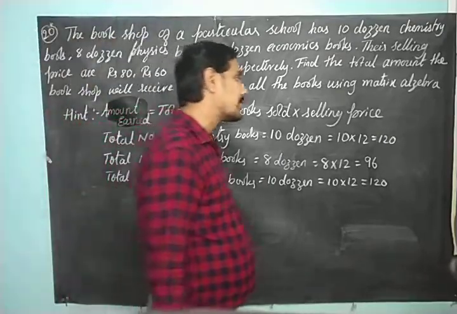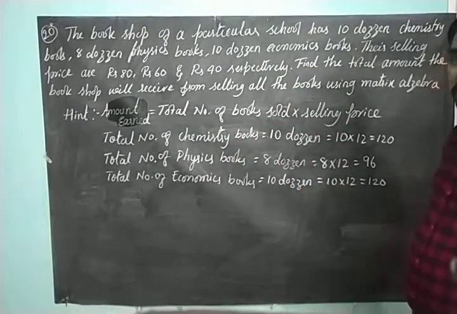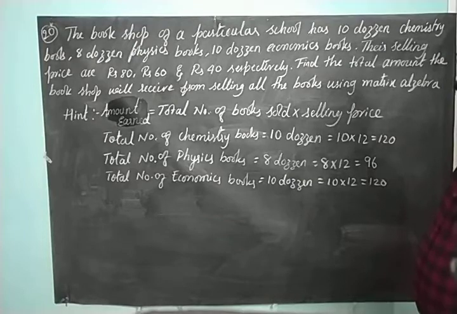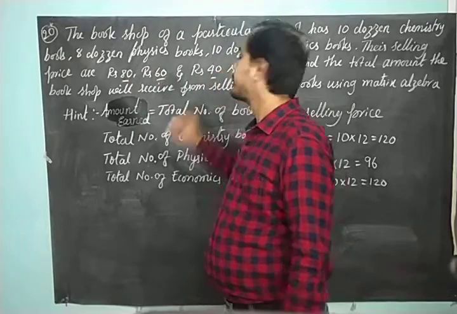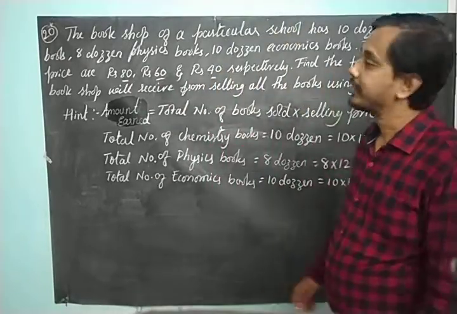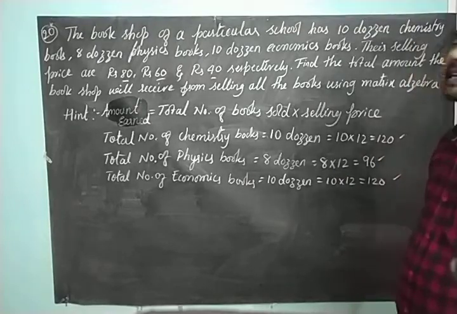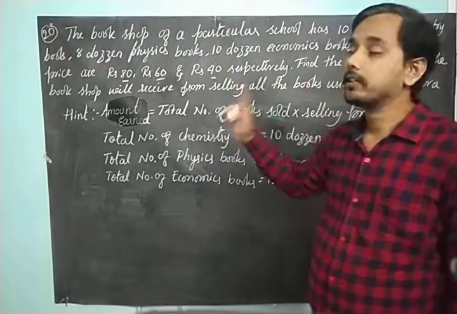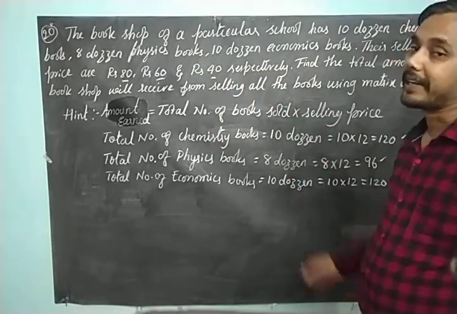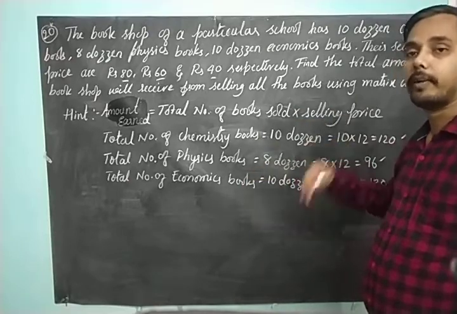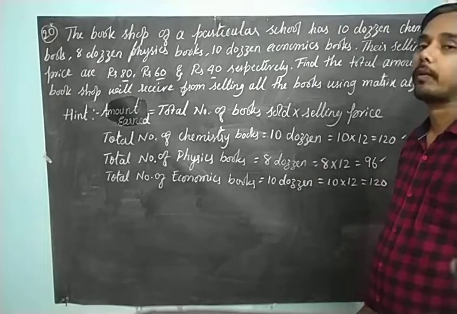Now what you need to do is arrange the number of books. Take the number of books in the first matrix and take the amount in the second matrix. Take the number of books, that is 120, 96 and 120, in the first matrix, and take the total amount in the second matrix. As we have done, the first will be a row matrix, the second one will be a column matrix, and then you multiply. Whatever answer you get will be your total amount earned.